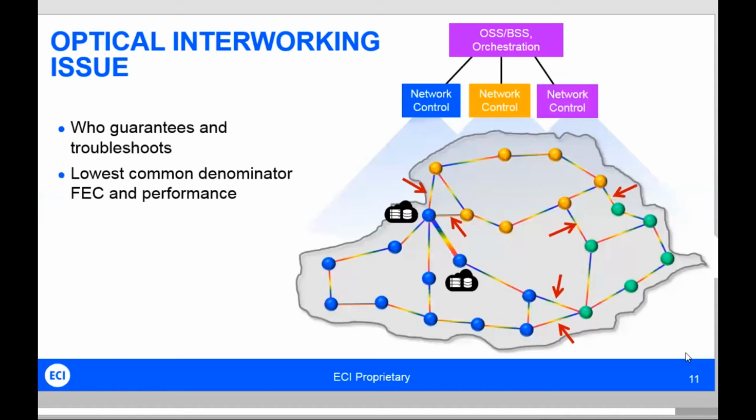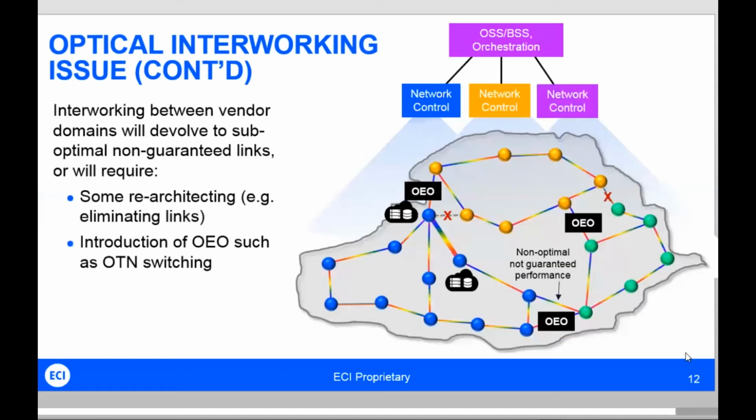Now that has implications. So what are the implications? One is that you'll probably need to re-architect some of your network, maybe to eliminate certain of those links where you would previously have that kind of optical interworking. Or what you need to start doing now is introducing OEO, or optical elements, so that you're coming back to a common electronic denominator and interworking at the electronic level as opposed to at the optical level.